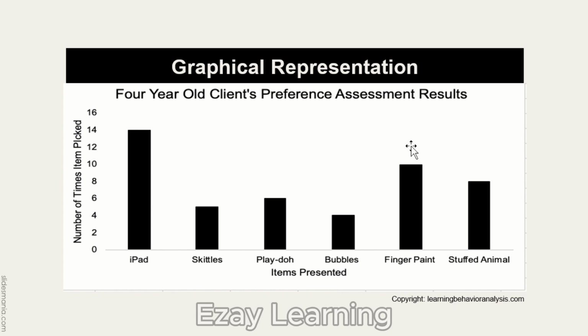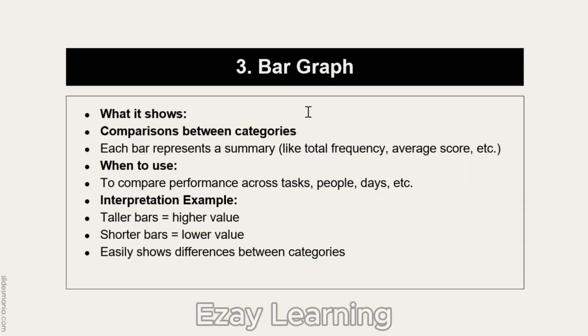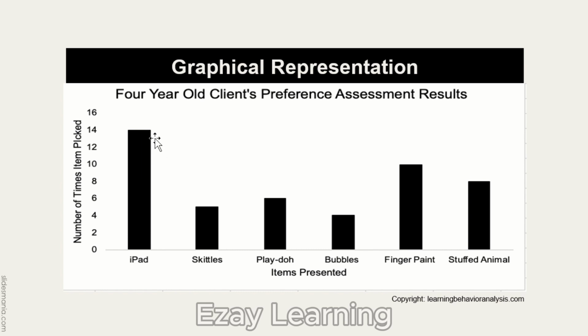A bar graph is used to show what? Comparison between different items. What does a bar graph present? Each bar represents a summary like total frequency, average score, etc. And when to use it? To compare performance across tasks, people, days and so on. Interpretation example: a taller bar means a higher value, a shorter bar means a lower value, and it easily shows differences between categories. As you can see, this was the taller bar, so higher value, and this is the lowest bar, so lower value.